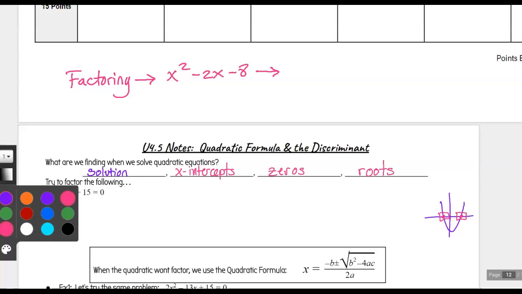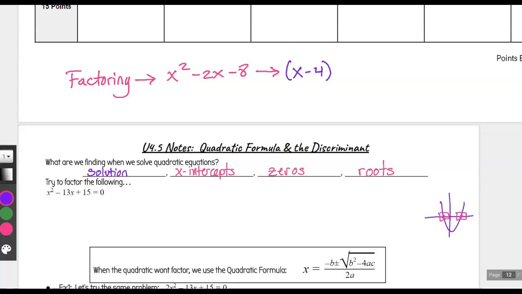What multiplies to be negative 8 but adds to be negative 2? X minus 4 and x plus 2. These are the factors to this little quadratic. Why the heck did we do this? What's the point in knowing what multiplies to give you a quadratic?